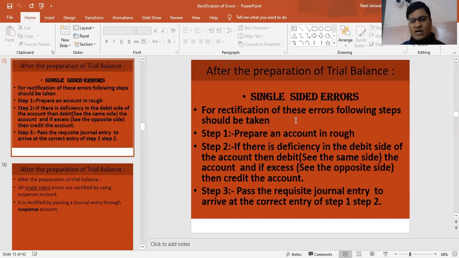Like suppose wages account. When we pay wages, it is debited. The wages account is debited with the amount of the wages. Suppose 10,000. So wages to cash 10,000, the debit of the wages account we record. But suppose instead of 10,000 we have recorded 9,000, then a 1,000 deficiency is there. Suppose again that instead of 10,000 we record 12,000. Then again there is an error.